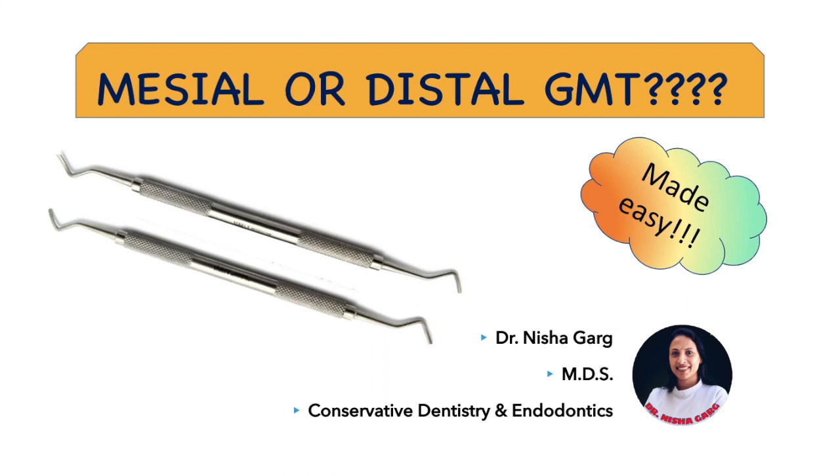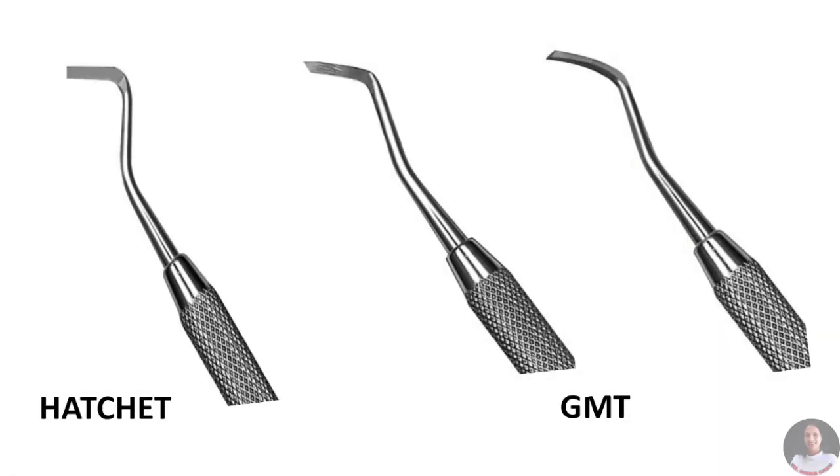So let's start. In today's video, we'll be discussing how to find the side of gingival margin trimmer, that is GMT. We'll find whether it's mesial GMT or a distal GMT. Gingival margin trimmer is a modified hatchet. In this image, you can see this is how the hatchet looks. Now if we look at this, it is gingival margin trimmer.